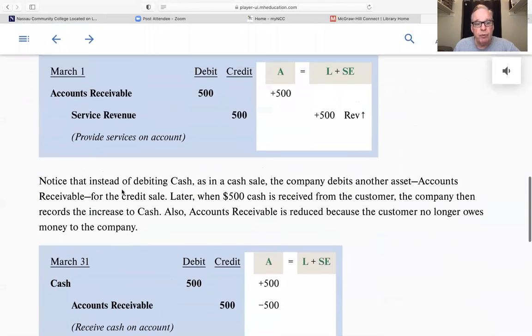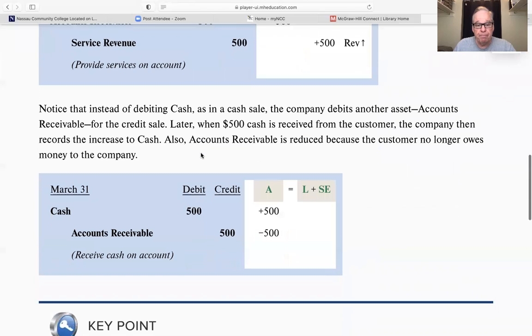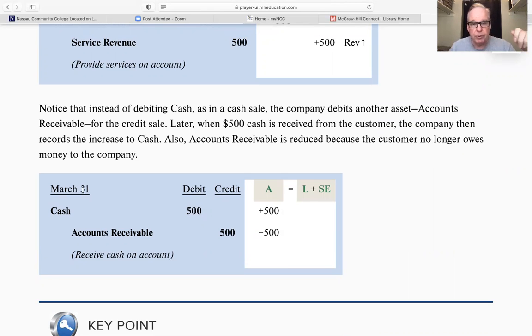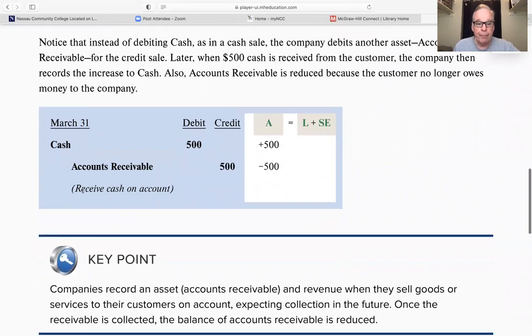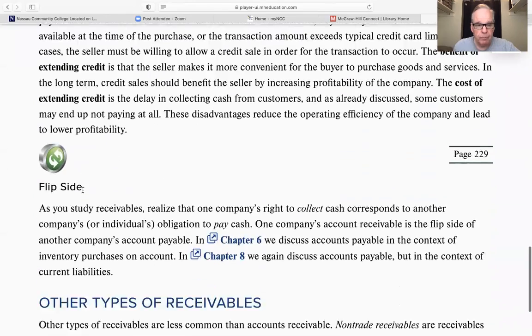So when is revenue recorded? Revenue is recorded at the time the service is provided. If this was merchandise, the time the merchandise is delivered. All right, debit accounts receivable, credit service revenue. When the customer pays, debit cash, credit accounts receivable. Right, notice the payment date was March 31st. Our arrangement with the customer, we allowed the customer 30 days to pay. But we've known that.